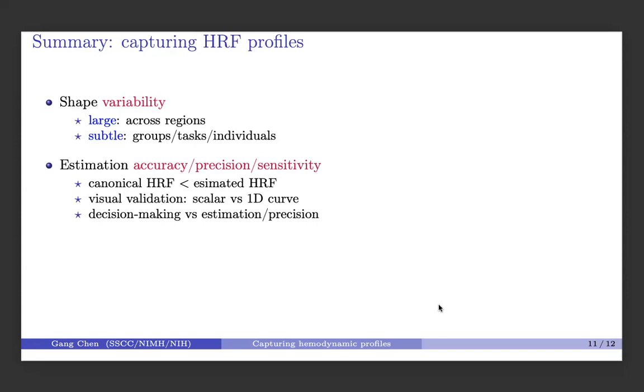This is also aligned with our philosophy of modeling. We focus not on decision making, whether you have the hemodynamic response or don't, or whether you have a difference or you don't. No, we focus on estimation. Of course, there's always uncertainty associated with it, with the precision or standard error, for example.